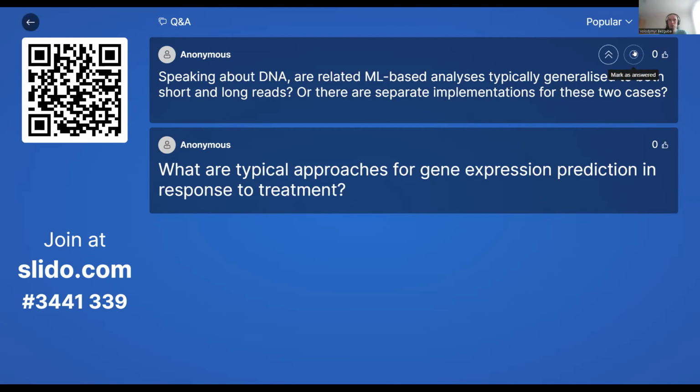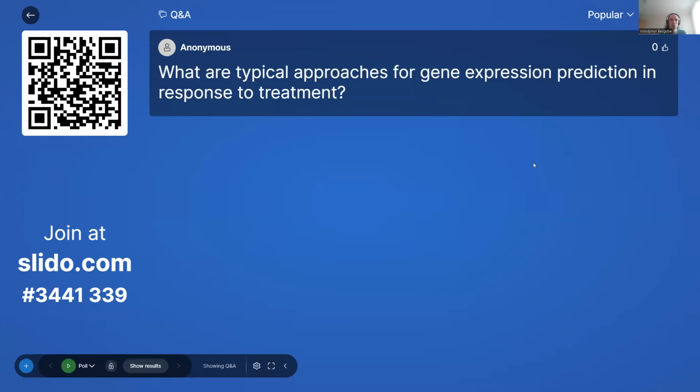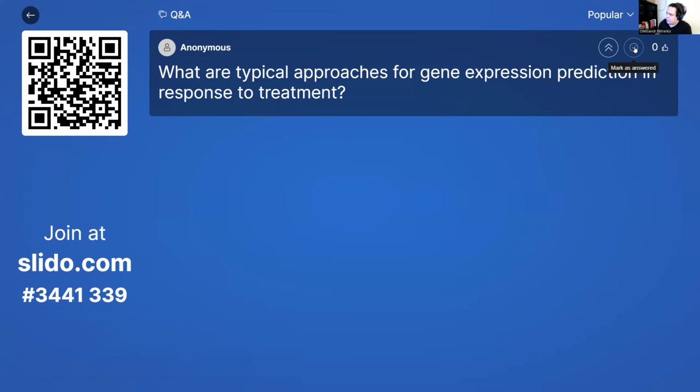Okay, thank you. And another one is, what are the typical approaches for gene expression prediction in response to treatment? Right. So there are papers on that, but I would not be focusing too much, to be honest, on that as a primary interest, because normally you would like to predict gene expression in two cases. First, when you want to impute the data. So, for example, you have missing values for technical reasons. Your sequencer failed to capture something.